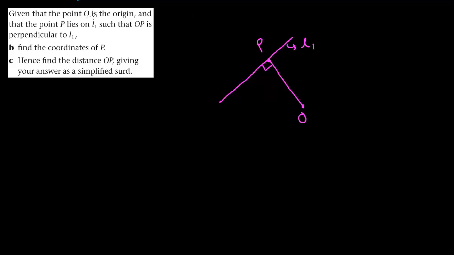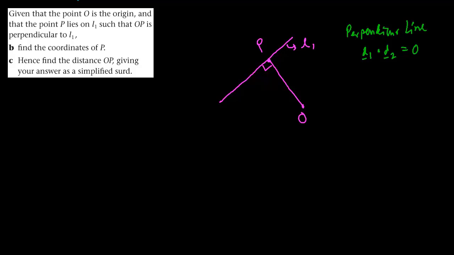Given that the point O is the origin and the point P lies on L1 such that OP is perpendicular to L1, it's 90 degrees. It's important to note this special rule, the perpendicular line rule. If you have two lines perpendicular, then the direction vector dot the direction vector of the other line is always 0. If two lines are perpendicular, then the dot product of the direction vectors is 0. This is very important, and we are going to use this rule.